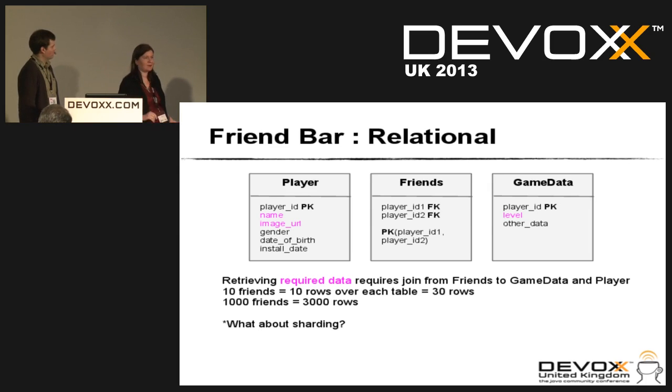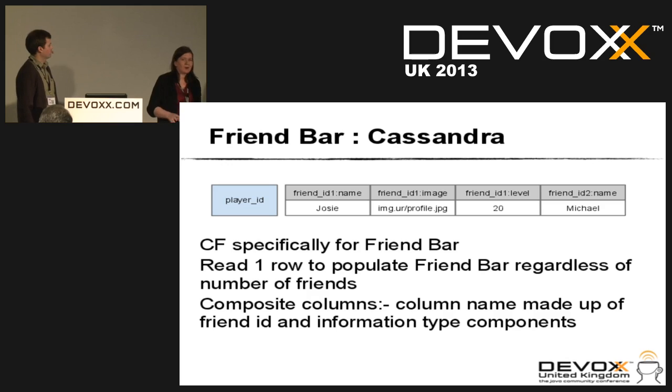But now let's look at how we might do it in Cassandra. So I've created a friend bar column family here. And what this means is that every time I want to load that friend bar, it's just a single read from a single row. That row contains all the information I need for that friend bar for all my friends. And that's where Cassandra is great, because you can just expand as a person gets more friends. You can just add more columns on. And here I've used Composite Columns. So my column name is made up of an ID for the friend, as well as the information it contains.